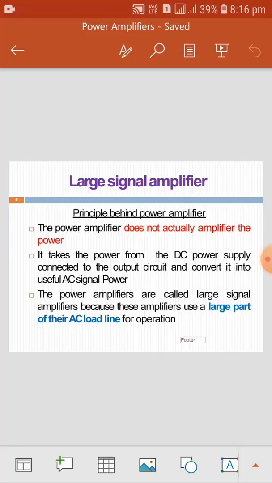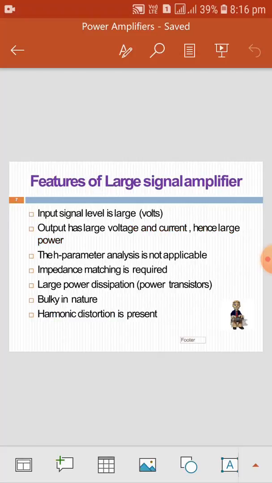Power amplifiers are also called large signal amplifiers because these amplifiers use a large part of the AC load line for their operation. Now let us see what are the various features involved in this large signal amplifier or power amplifier. As I said already, the input signal level is large, in terms of a few volts. The output has large voltage and current, hence it is able to handle large power.